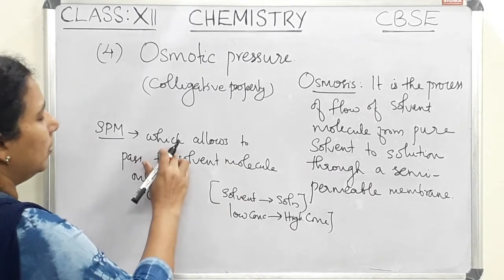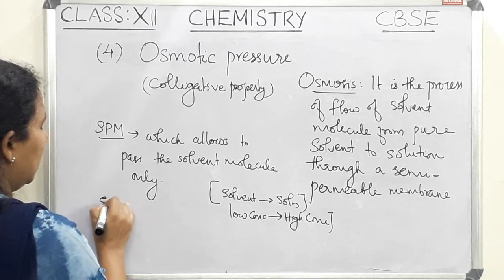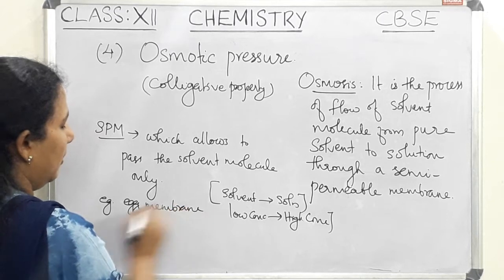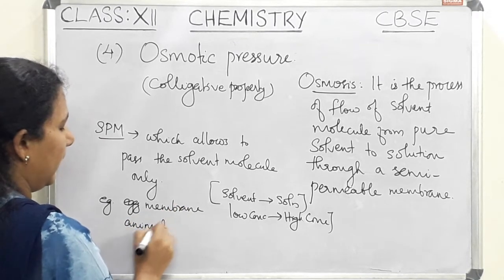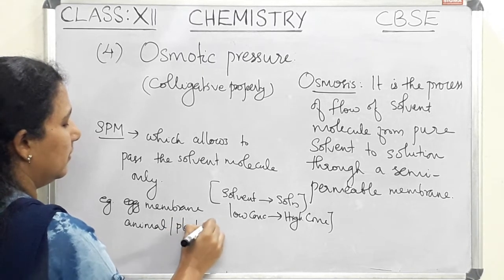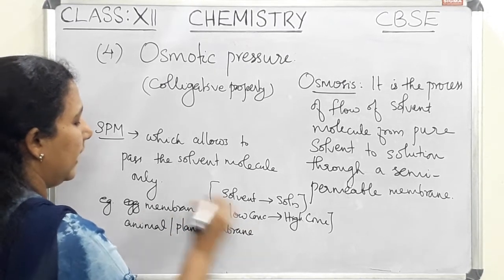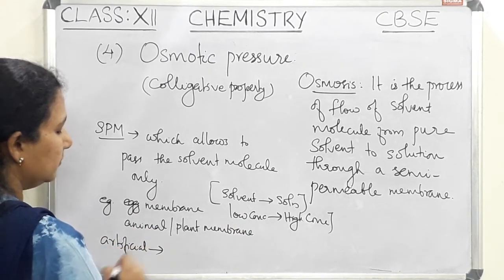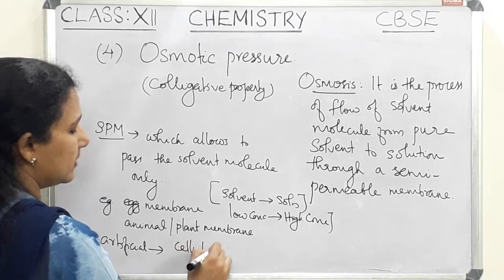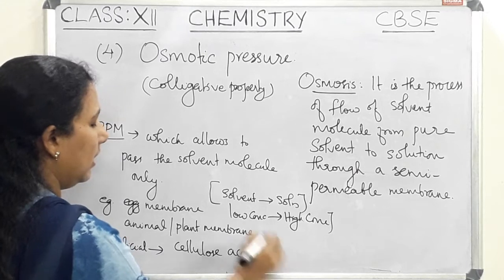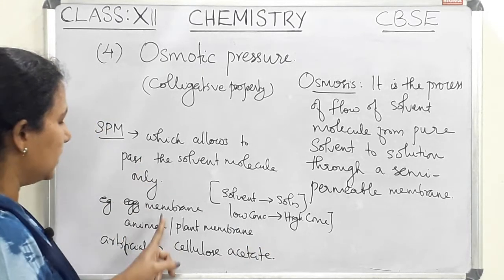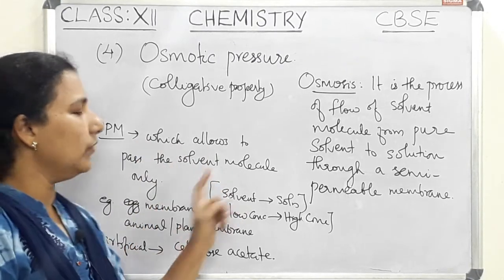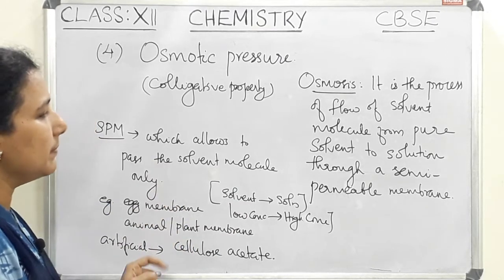Here the SPM, or semi-permeable membrane, may be an egg membrane, animal membrane or plant membrane. These are natural SPMs, and the artificial one is cellulose acetate. Cellulose acetate is an artificial SPM. So these are examples of SPM. Actually this SPM allows only the solvent molecules to pass. That is called a semi-permeable membrane.